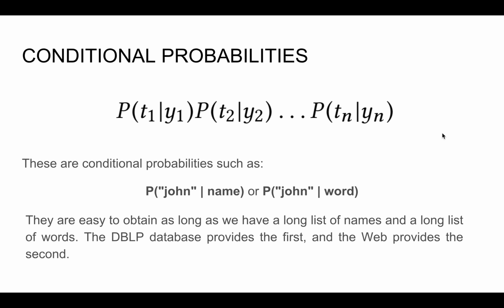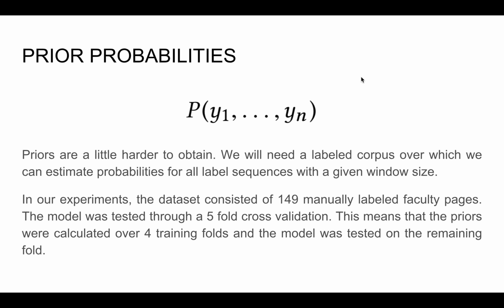First, the conditionals. They are probabilities such as the probability that a token is John, given that it's a name, or the probability that a token is John, given that it's a word. They are easy to obtain as long as we have a long list of names and a long list of words. The DBLP database that we used before in our matching strategies provides the first, and the web provides the second. The priors are a little harder to obtain.